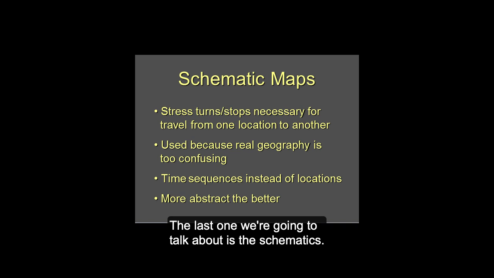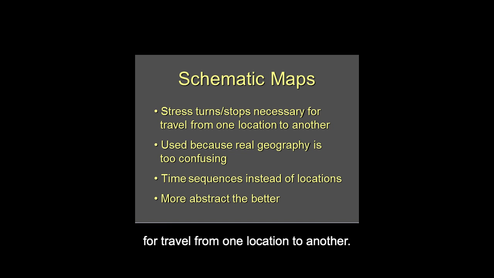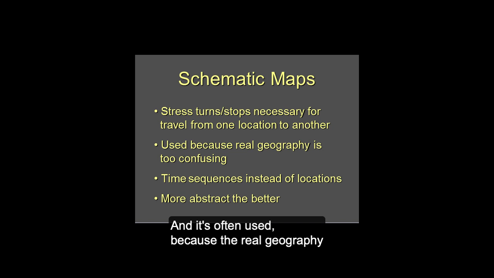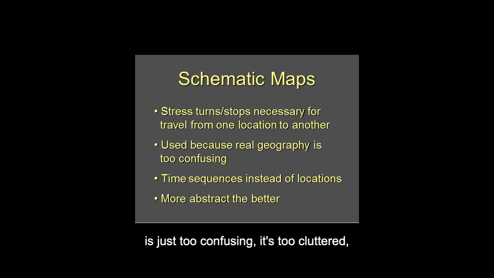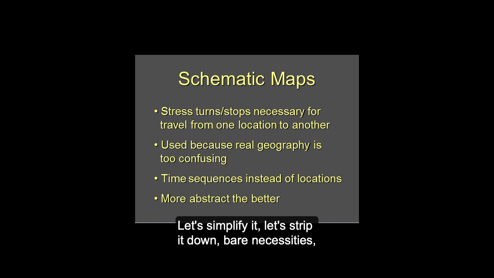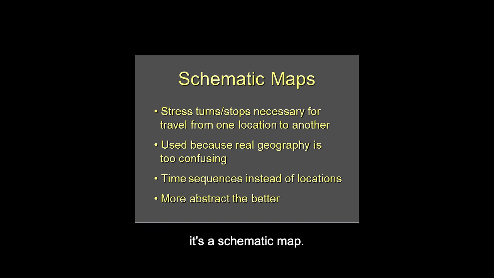The last one we're going to talk about is the schematics. A schematic map really is a little bit unique in that it stresses turns or stops necessary for travel from one location to another. It's often used because the real geography is just too confusing, too cluttered. There's too much there. Let's simplify it. Let's strip it down to the bare necessities. It's a schematic map.